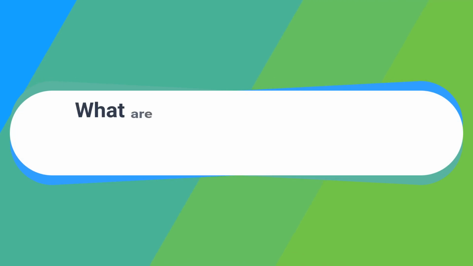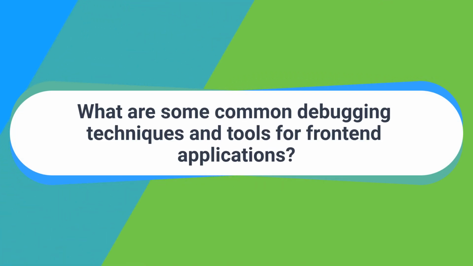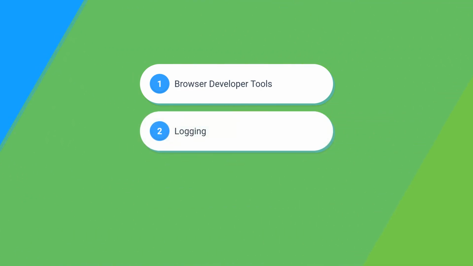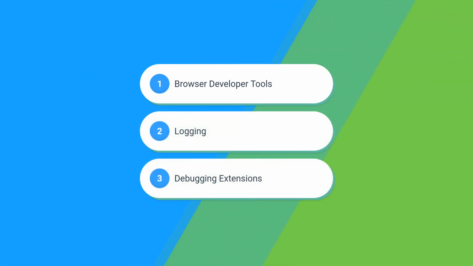What are some common debugging techniques and tools for front-end applications? Browser developer tools, Elements Panel, Console, Network Panel, and Performance Panel. Logging, console.log for simple debugging. Debugging extensions, React developer tools, Redux dev tools.